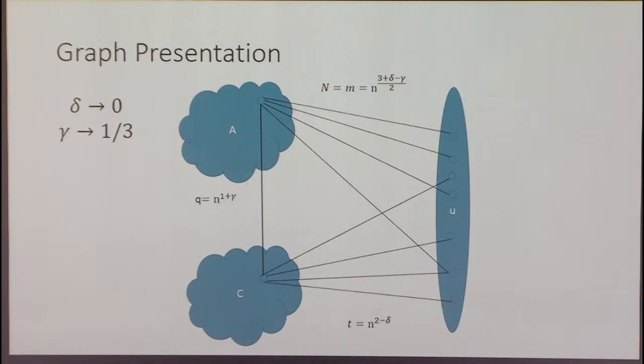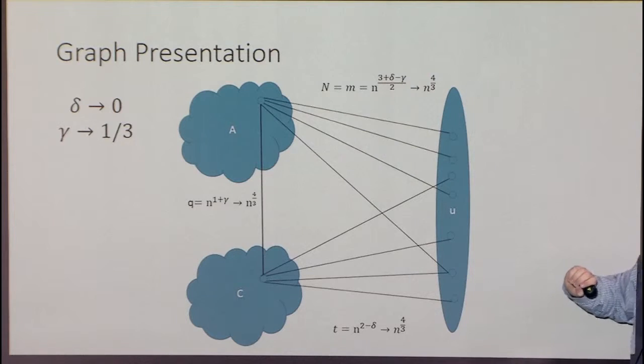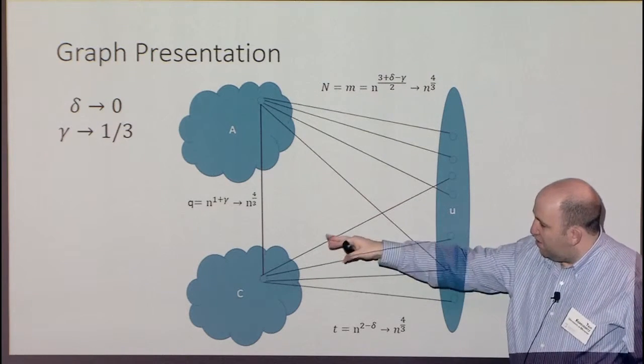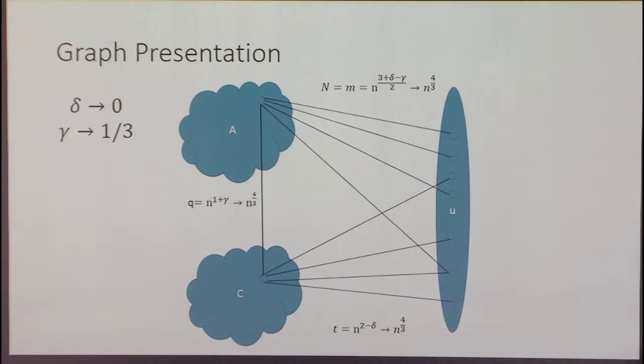Okay, so if we take gamma to tend towards a third and delta to tend towards 0, then the size of our instance, the number of edges over here, is going to be n to the 4/3. The number of edges over here between A and C is going to be n to the 4/3. The size of the output is also going to be n to the 4/3. Things work out very nicely.